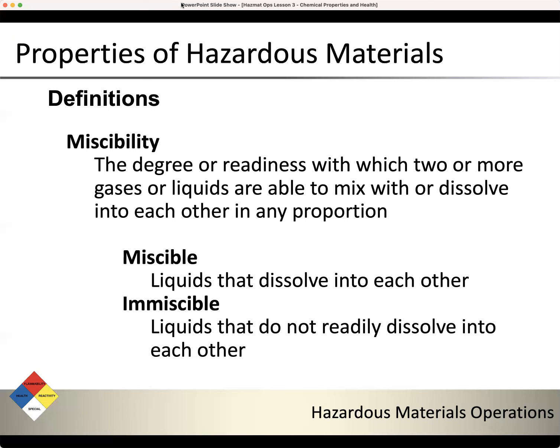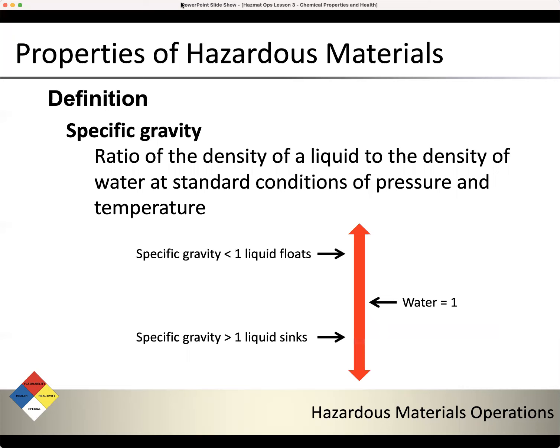So we use the word miscible for liquids that dissolve into each other. Water and ethanol are miscible. Water and gasoline are immiscible. They do not readily dissolve into each other. Okay. So liquids that dissolve into each other, we can dilute. Things that are immiscible, we cannot. They remain separated.